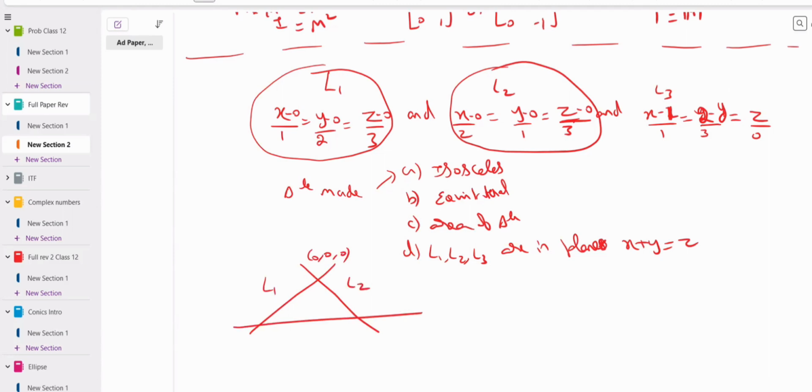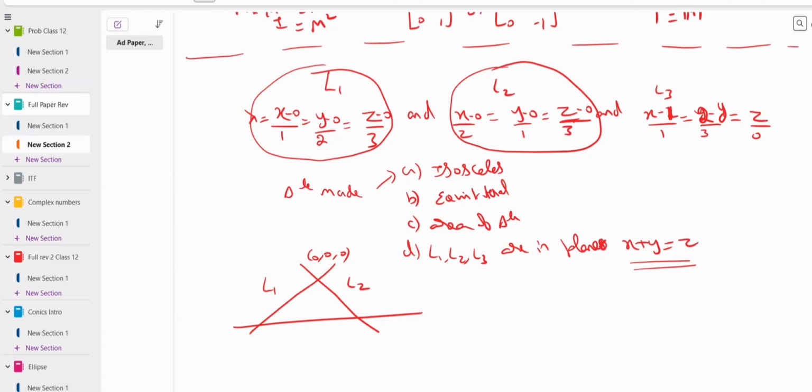Now similarly, you work it out to get to know. The D option is something easy for us to try, I should say. Why? Because if you consider this equal to lambda, x is 1 lambda, y is 2 lambda, z is 3 lambda. That's every point on this line, correct? Every point on line 1. So doesn't x being 1 lambda, y being 2 lambda, and z being 3 lambda satisfy this equation? Isn't 1 lambda plus 2 lambda equal to 3 lambda? So that means L1 is present on that plane.